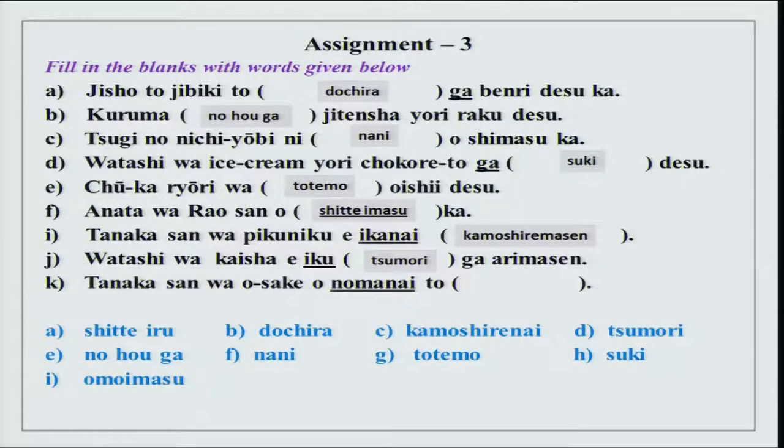Then Tanaka-san wa osake o nomanai to omoimasu. Omoimasu means to think. Nomanai to omoimasu. This is something we did last time again. So please refer to that. Nomanai to omoimasu is I think I will not drink. And again, nomu to omoimasu is I think I will drink. So again, before omoimasu, verb is in plain form. Please remember that these words are given over here for you. You had to fit in these words.